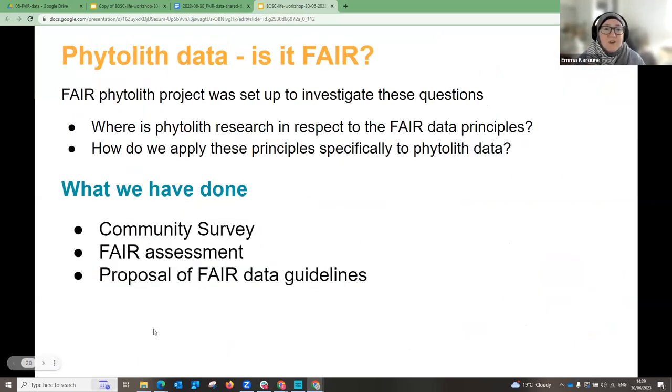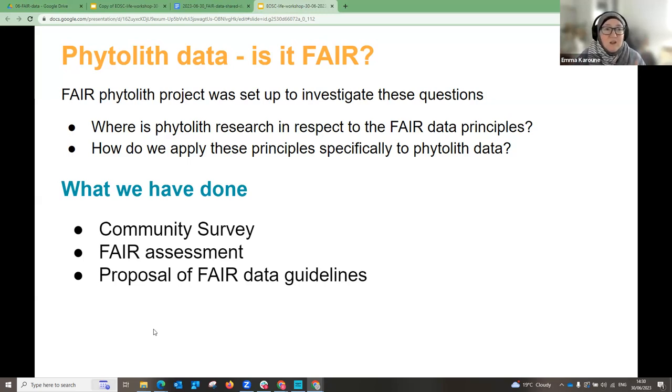So if we start to think about phytoliths in particular, one of the projects that we have been doing over the last few years is the FAIR Phytolith project. What we were thinking about really is phytolith data: is phytolith data FAIR? So we thought about two particular questions. Where is phytolith research in respect to the FAIR data principles? What's happening if we compare our data that's out there to the FAIR data principles?